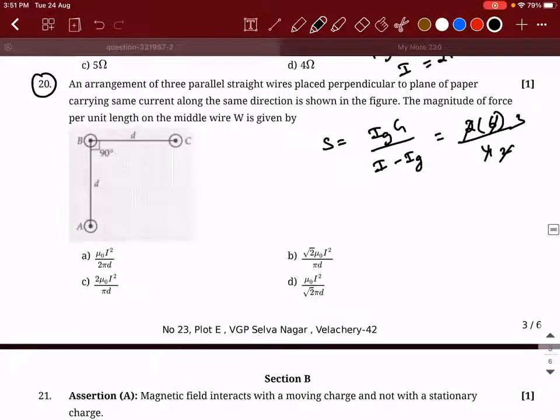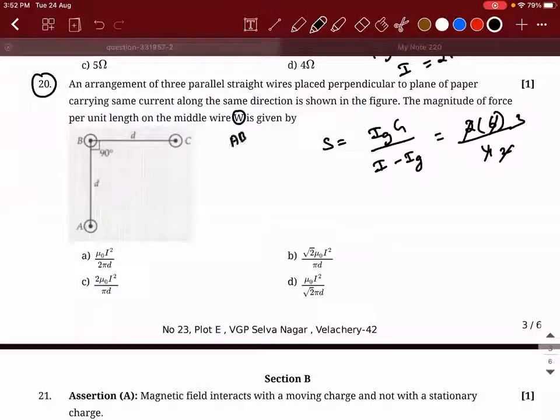Correct. 20th. An arrangement of 3 parallel straight conductors placed perpendicular to the plane, carrying the same current along the same direction, is shown in the figure. The magnitude of force per unit length on the middle wire W is given by. Where is the middle wire? Is there any mistake? There are only 2 wires, right, sir? The third one isn't there. Yes, I think there is a mistake in the problem.